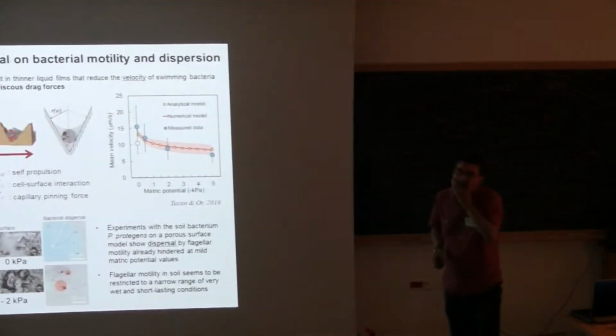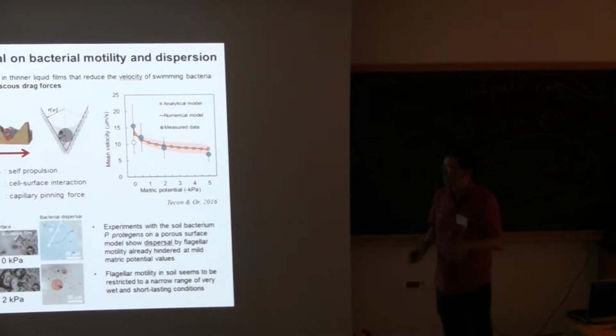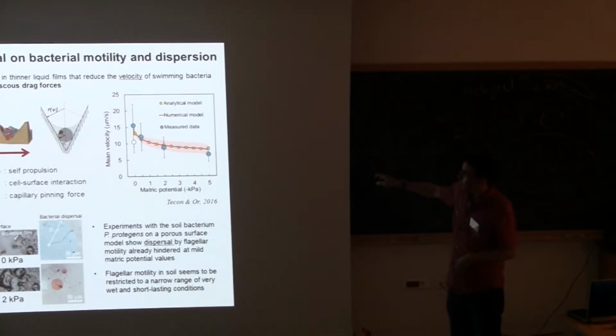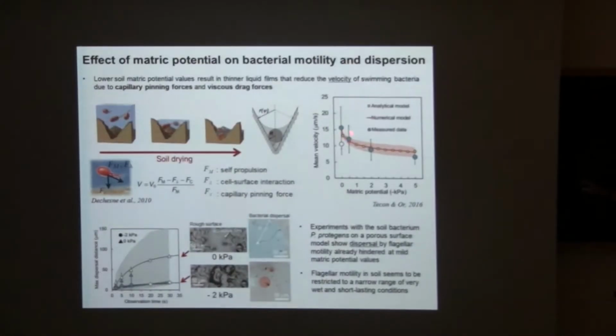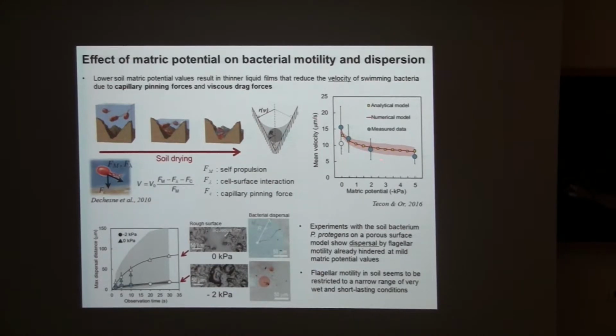But maybe more important than the velocity per se, because there's a decrease, and until they're pinned down, they will not move at all. But the decrease is not necessarily that important. From 15 to 5 micrometers per second, it's not huge. But what we think is more important is that as the soil dries, you sort of create fragmented habitats, fragmented aquatic habitats for the microorganisms.